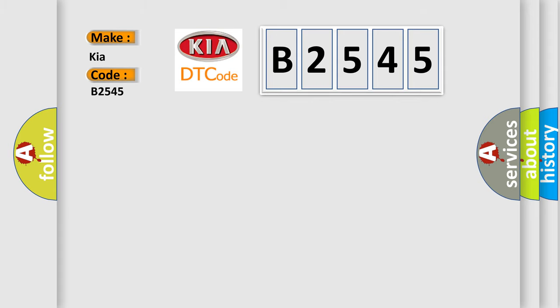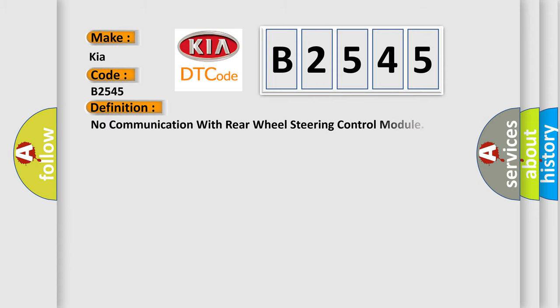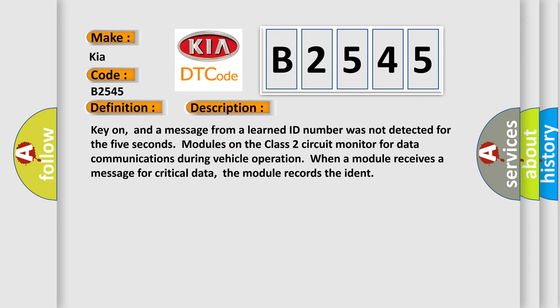So, what does the diagnostic trouble code B2545 specifically mean for Kia car manufacturers? The basic definition is: no communication with rear wheel steering control module. And now this is a short description of this DTC code. Key on, and a message from a learned ID number was not detected for 5 seconds. Modules on the class 2 circuit monitor for data communications during vehicle operation. When a module receives a message for critical data, the module records the identification.